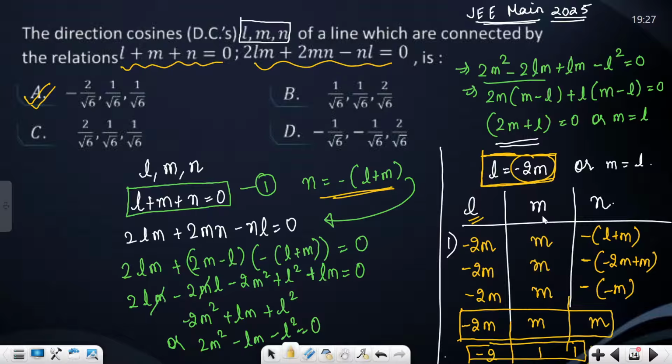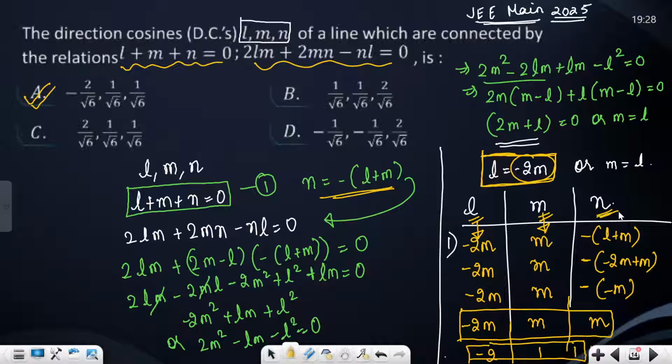So this is your L, this is your M, this is your N. Now just understand that you have to express L, M and N in a single variable. I will write L in terms of m. So L is already minus 2m. Sorted. M is already m.